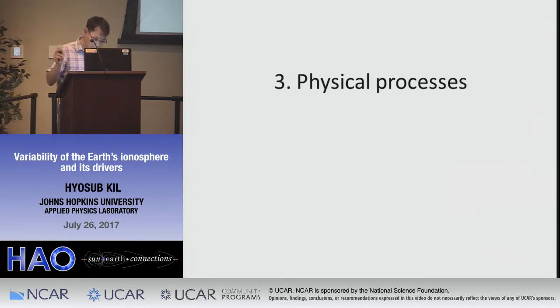So I told you so many phenomena, you cannot remember all of them, but I want to show you the kind of variation occurring in the ionosphere. And I want to talk about how you can explain some of the features, not all of them, but some useful physical processes in understanding the ionosphere. I'm going to talk about that.